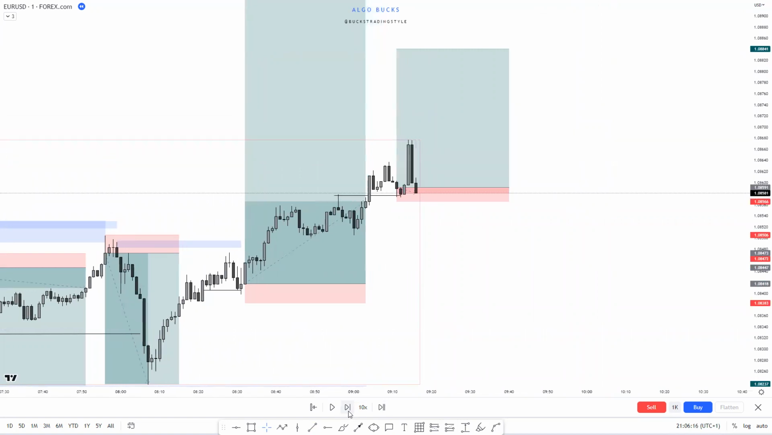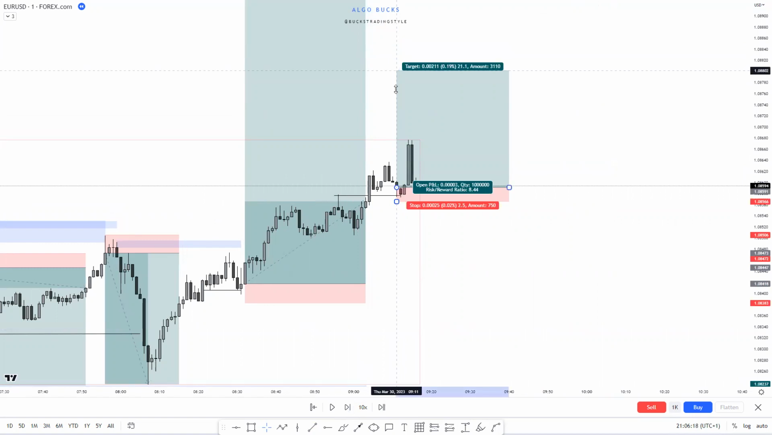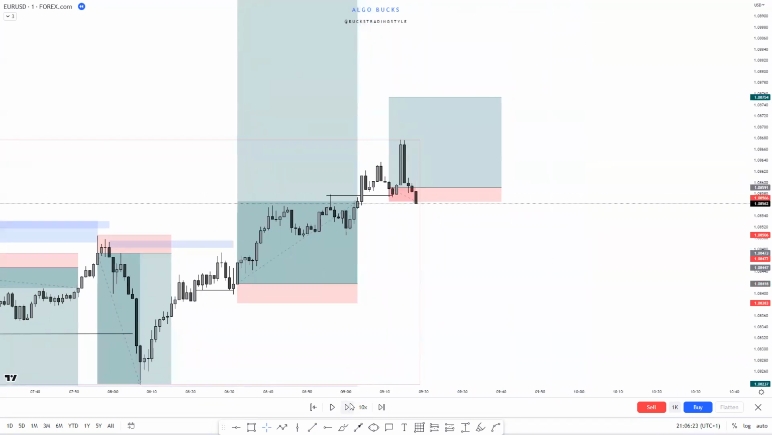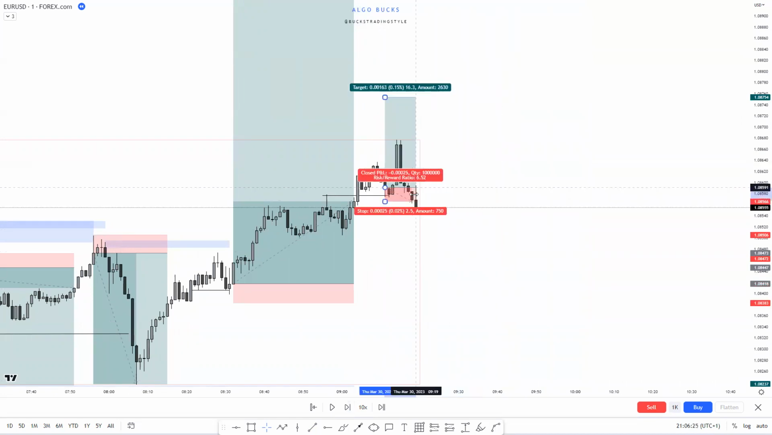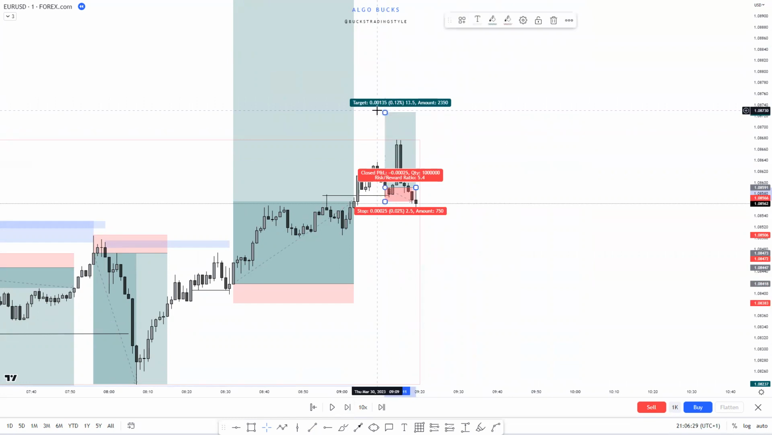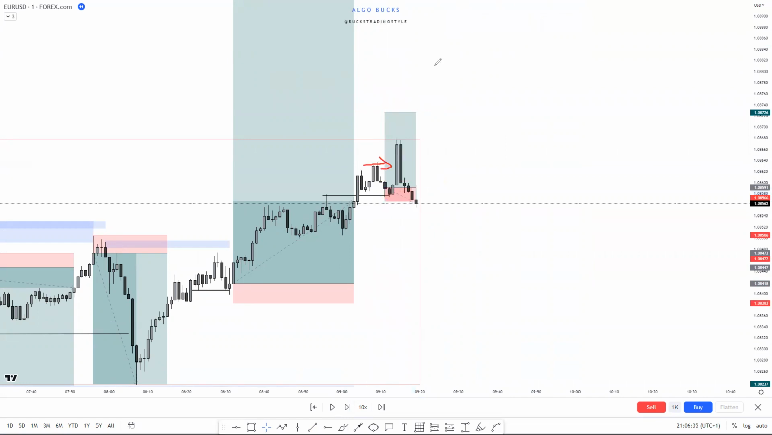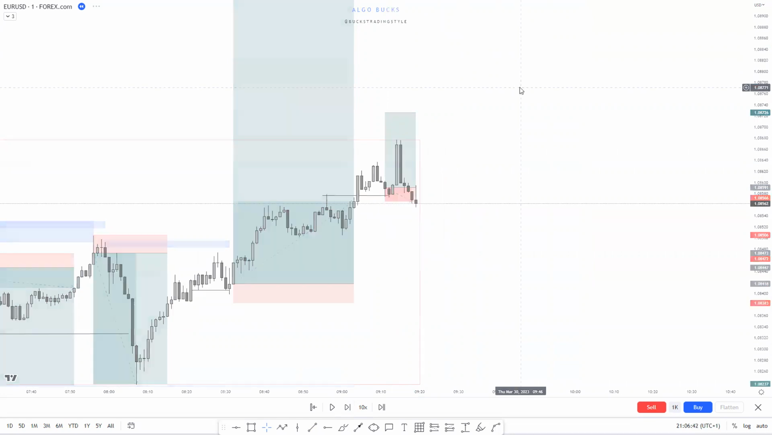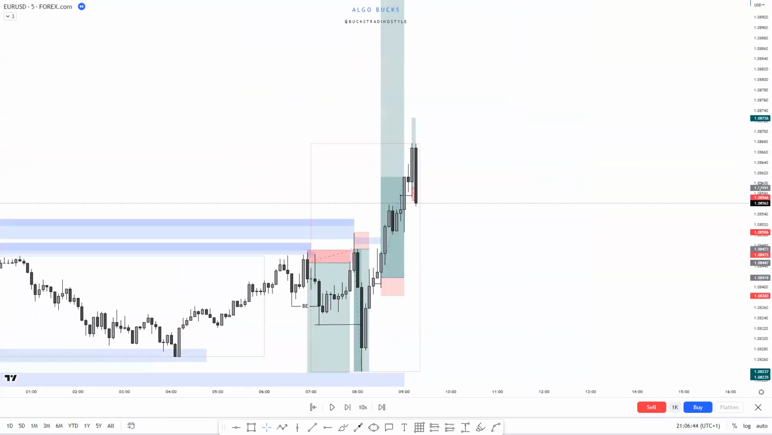Okay, so price did all of this, and then price started coming down. This ended up as a loss right here. If you are the type that goes break even on time, this would have ended up a break even after this high got mitigated. Okay, so if taking this loss, then we can go on the 5M to see what price is doing.